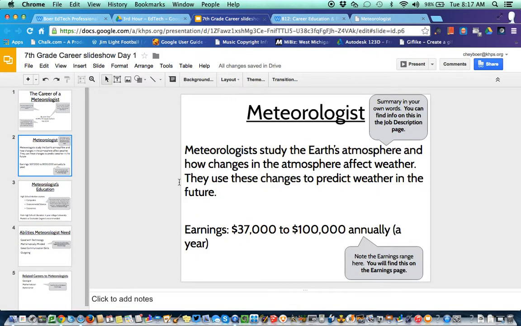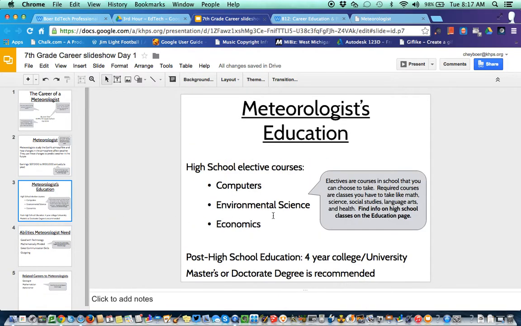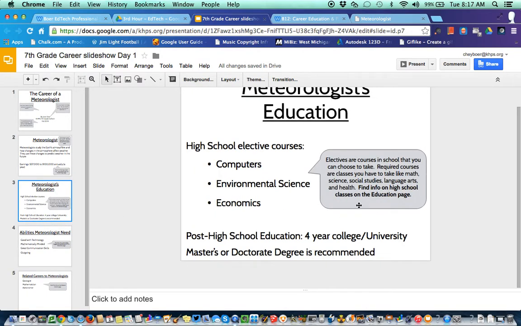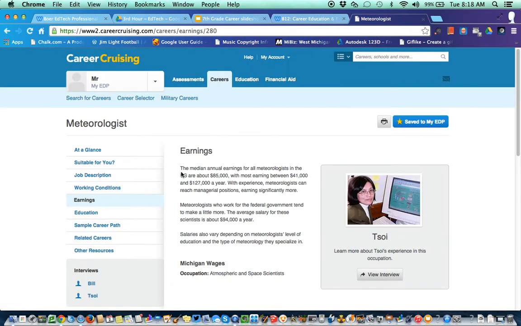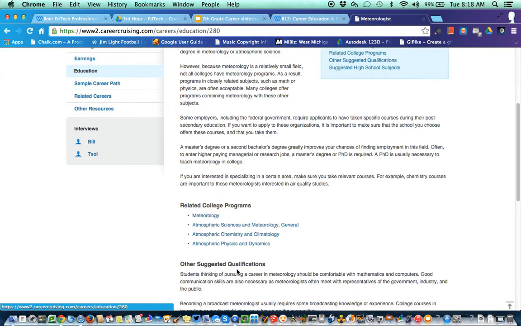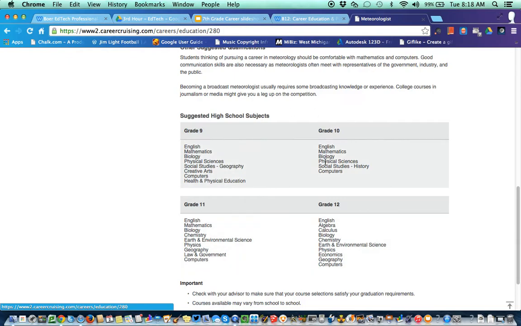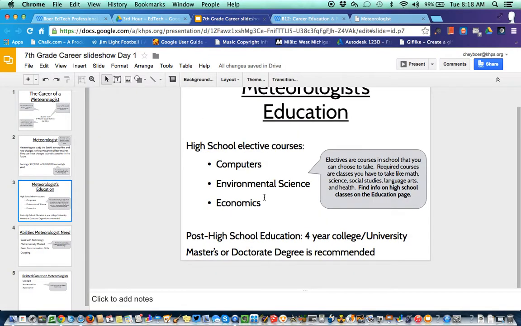And then as we move along here, a lot of this information in the next couple slides you'll find on the education page. So it's talking about elective courses. Now, when we talk about elective courses, here, just real quick, we look at the education page. It's going to give you a list of courses for high school. But you really want to not pay attention to the top 3 or 4 that are up here, because these are not electives. Notice it's asking for electives here.